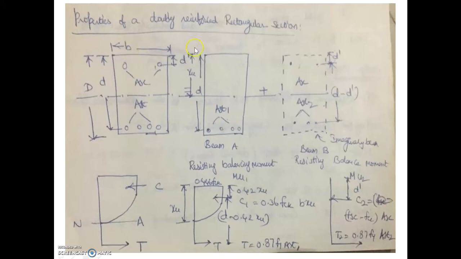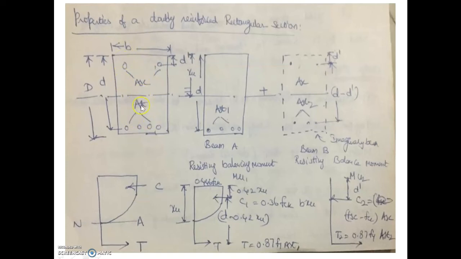So these are the properties of a doubly reinforced beam section, as we already saw in the previous slide. That is, b is equal to the width of the beam, small d is the distance from the top of the beam to the center of the tension reinforcement, and total depth is the capital D value. And here we have something new, d prime, that is from the top of the beam to the center of the compression reinforcement. This is the neutral axis. Above the neutral axis is the compression zone, and below the neutral axis is the tension zone.